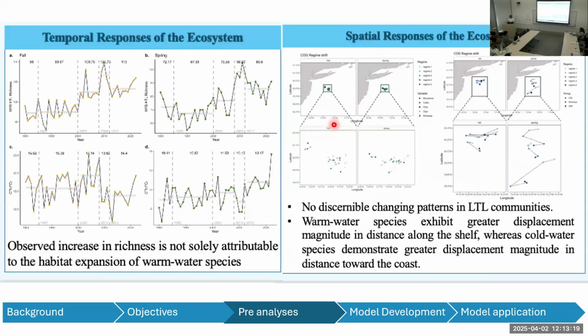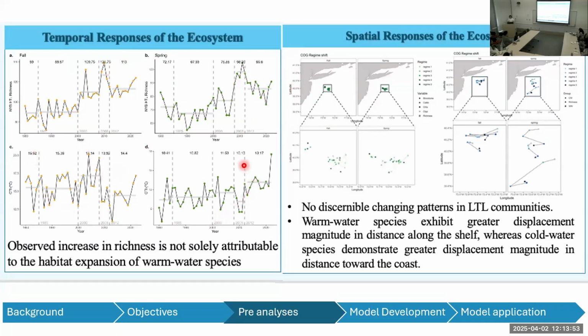So we further looked into the temporal and spatial responses of the ecosystem. By examining the temporal responses of the ecosystem to warming temperature, we realized that the observed increase in richness is not solely attributed to the expansion of warm water species. How do we know that? If we look at the left figure here, the upper panel shows the trends of species richness, which we can see is increasing in recent decades.